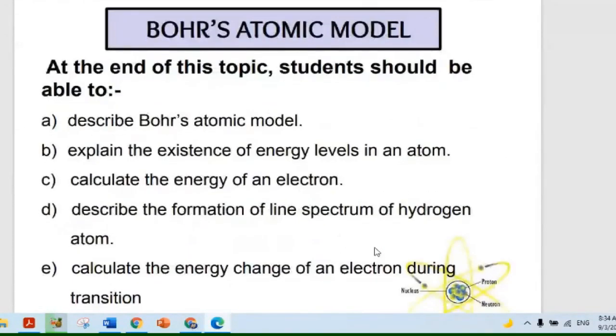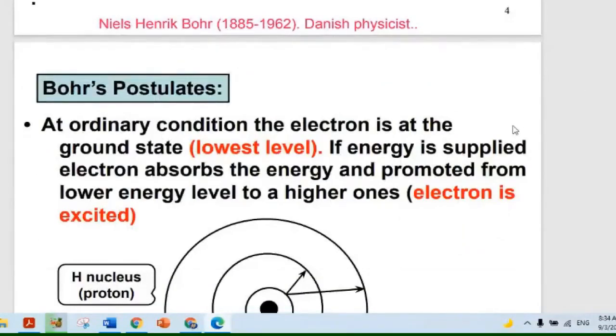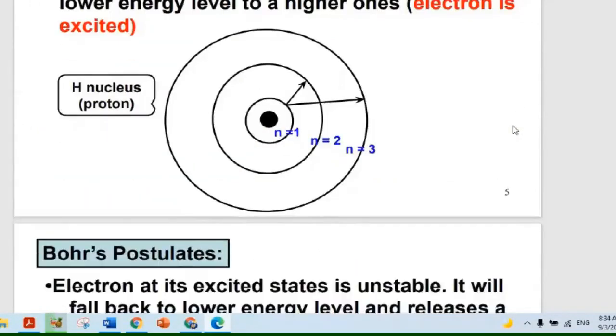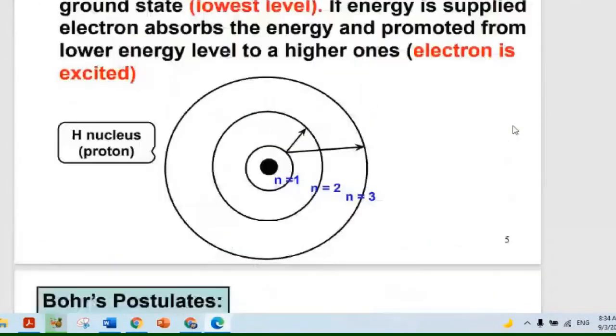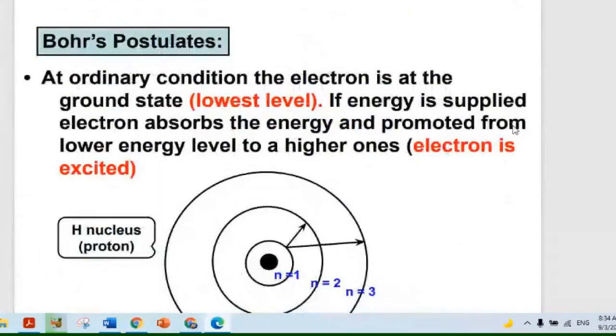Okay, for the Bohr atomic model, right? First of all, you must know how many postulates there are. How many Bohr's postulates? 4. Yes. Actually, the 4 postulates also help you to answer the question of how to form the line spectrum as well.